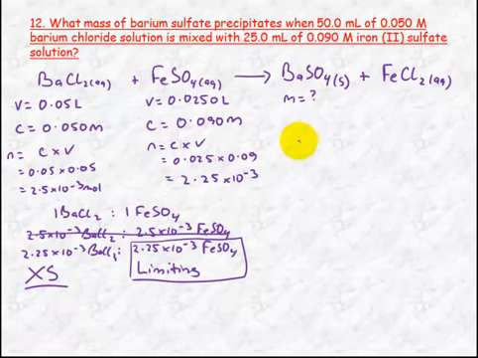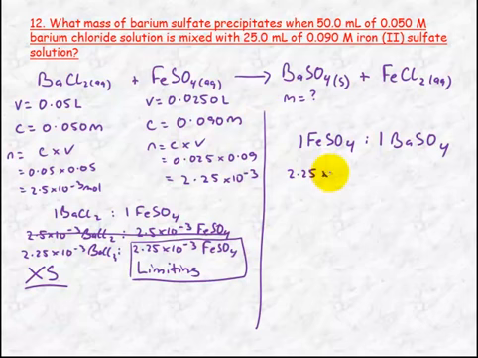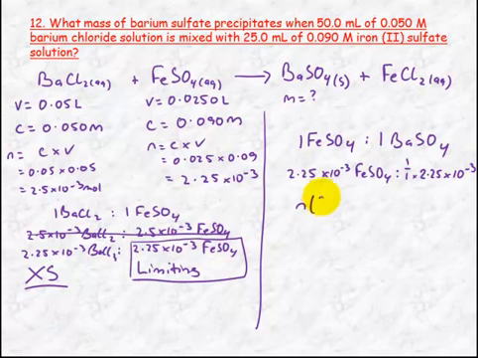So let's look at our mole ratio. We've got 1 FeSO4 reacts with 1 BaSO4. Therefore, 2.25 by 10 to the negative 3 FeSO4 must react with 1 times 2.25 by 10 to the negative 3 barium chloride. So N of barium sulfate equals 2.25 by 10 to the negative 3.